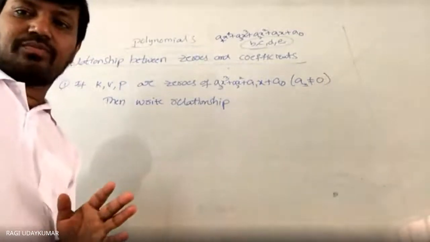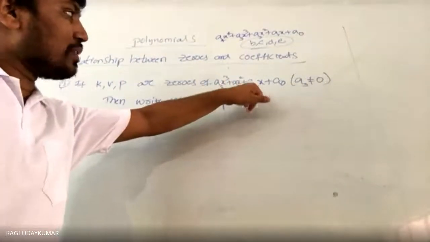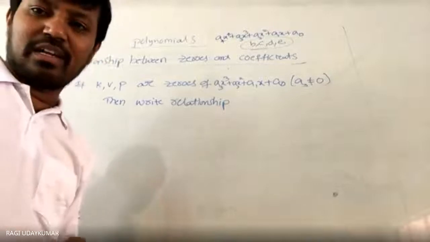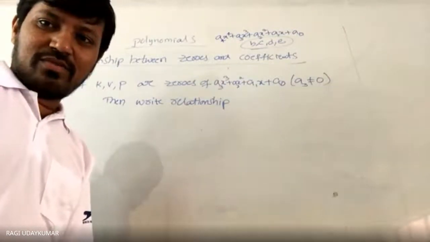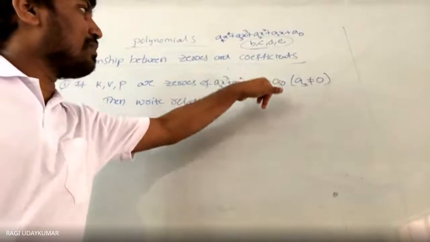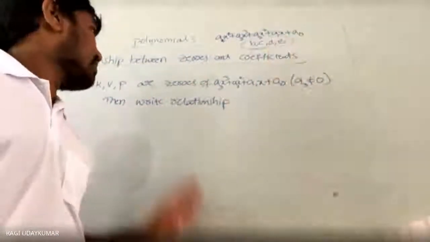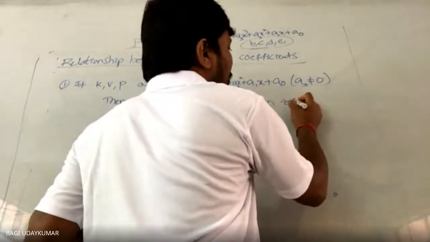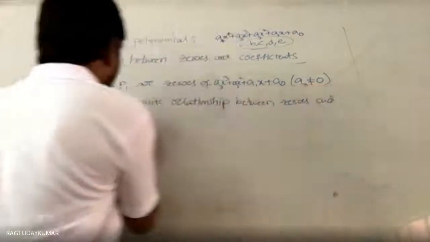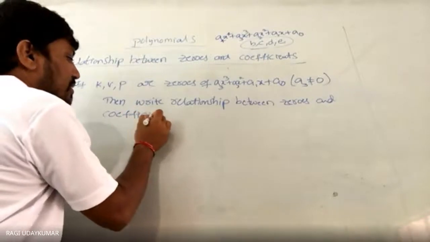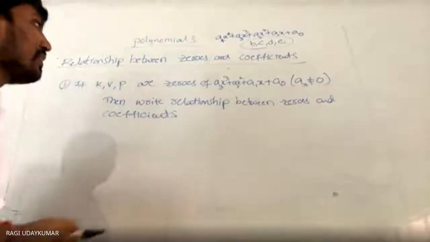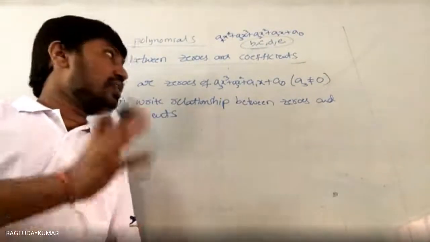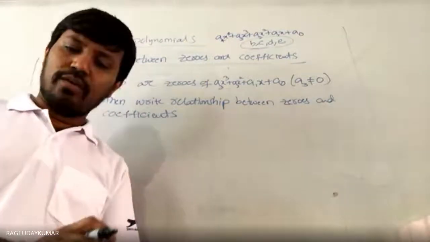Okay? Good. So a3x³ plus a2x² plus a1x plus a0, because these 3 zeros I have given. 3 zeros is not possible for a quadratic polynomial; I had given a quadratic polynomial. Very good identification. a3x³ plus a2x² plus a1x plus a0, and a3 is not equal to 0. Write the relationship between zeros and coefficients. So what are the zeros here? K, V, P are the zeros. What are the coefficients here? A3, A2, A1, A0 are the coefficients.